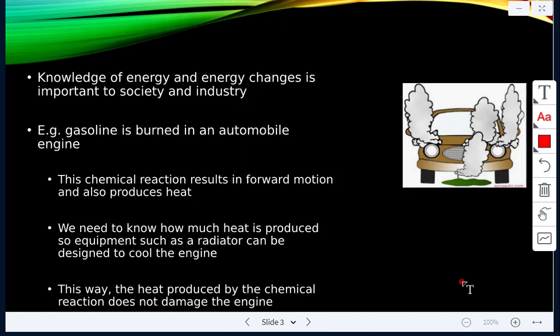Knowledge of energy and energy changes is important to society and industry. For example, gasoline in automobiles. Gasoline is burned in an automobile engine, and that chemical reaction results in the motion of the car, but there is also production of heat. We need to know how much heat is being produced so that specific equipment can be designed, such as a radiator, to cool down the engine. This way, the heat produced by the chemical reaction does not damage the engine.